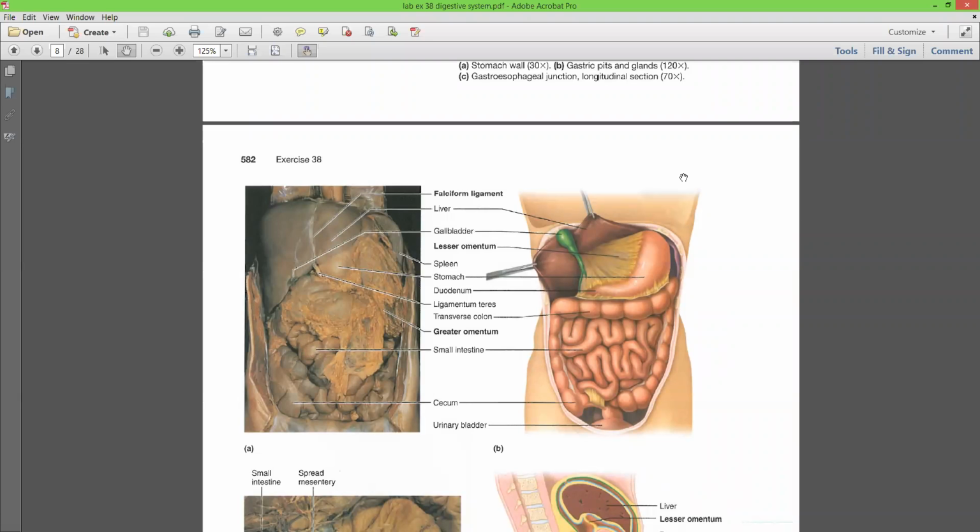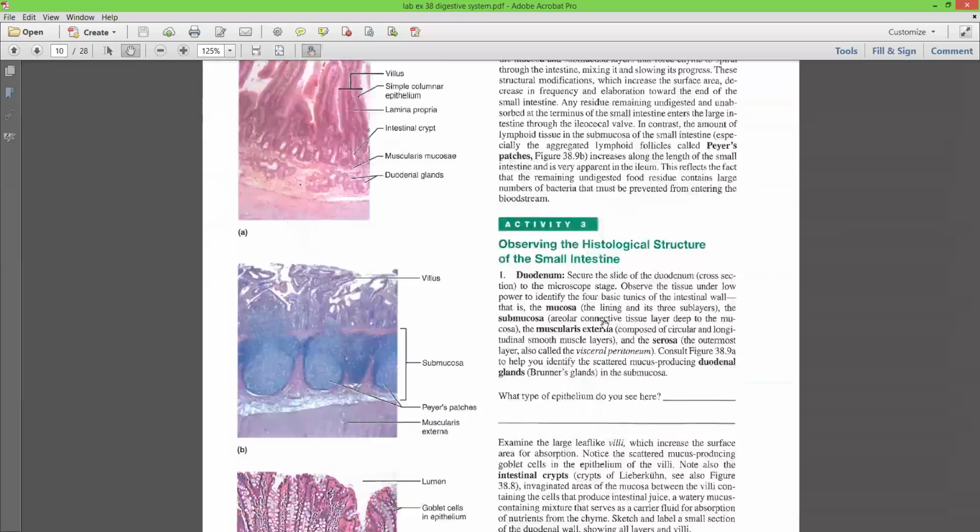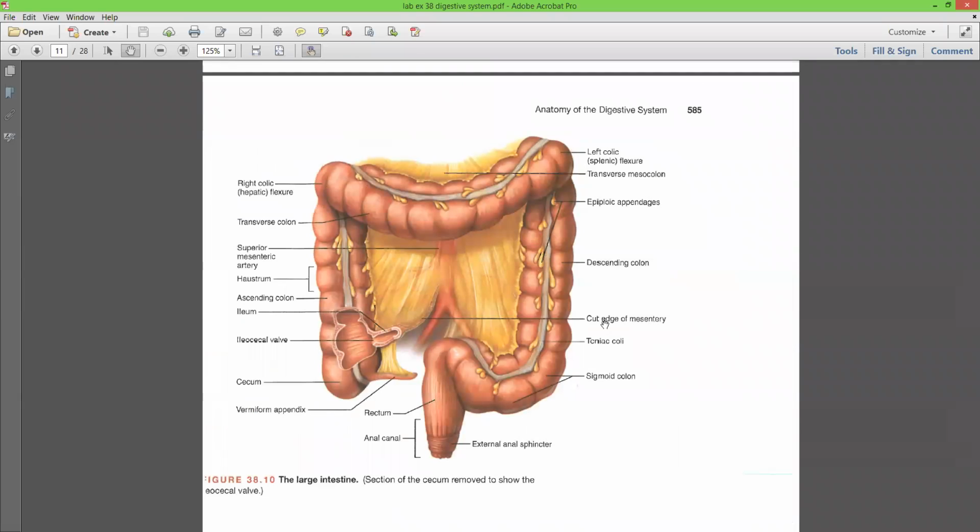All right, so it's just a different view with the liver being reflected. You can see more of the gallbladder, stomach, small intestine, transverse colon. Okay, ileocecal valve. So this is where the ileum meets the cecum. So this first part of the large intestine is the cecum. So that makes this the ileocecal valve area.